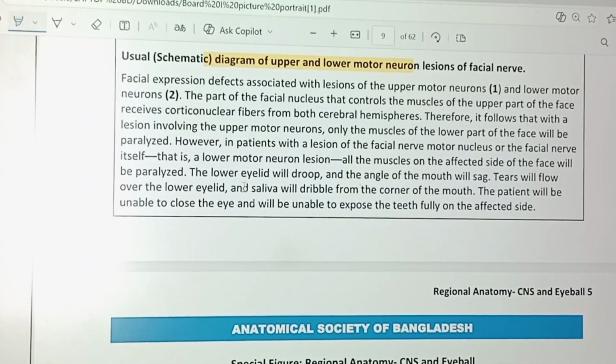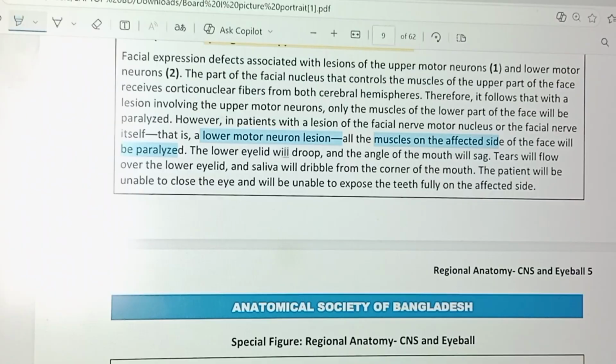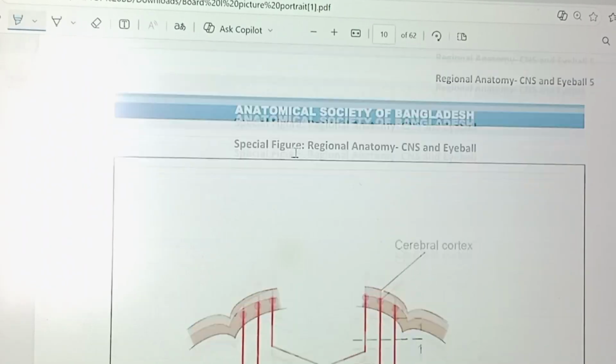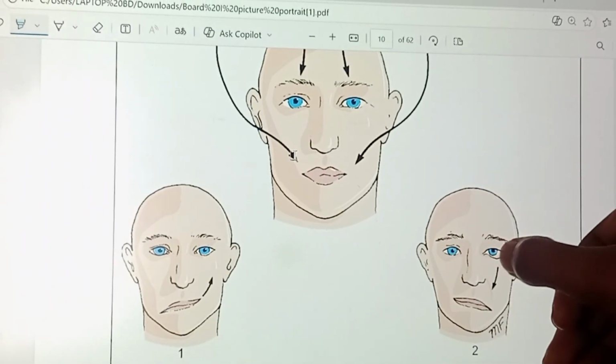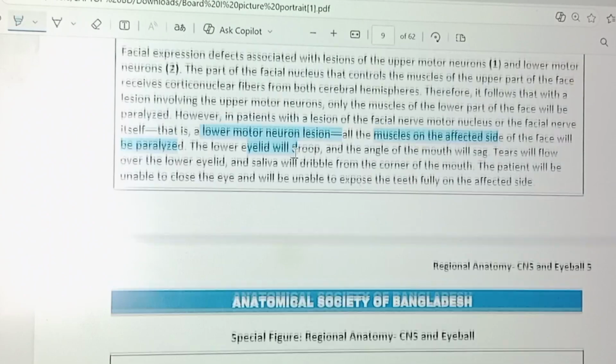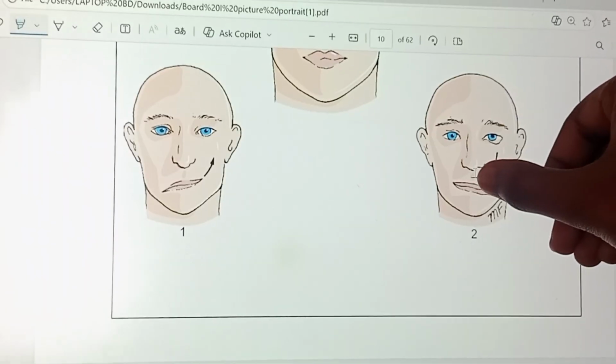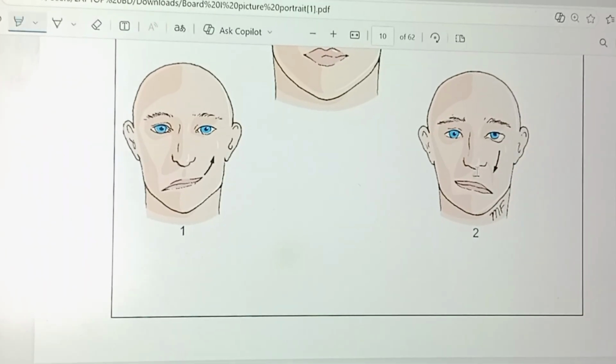What will we see here? If the lower motor neuron lesion occurs, all the muscles will be affected, and this whole affected side will be paralyzed. You can see the lower eyelid will drop here. Yes, it dropped. Then the angle of the mouth will sag. The angle of the mouth becomes slack here.